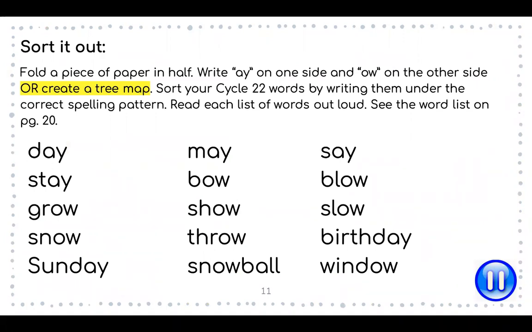So you can either fold a piece of paper in half and write AY on one side and OW on the other side, or you can create a tree map. If you want to go ahead and pause, you can copy down your words here, or you can pull them from your packet.